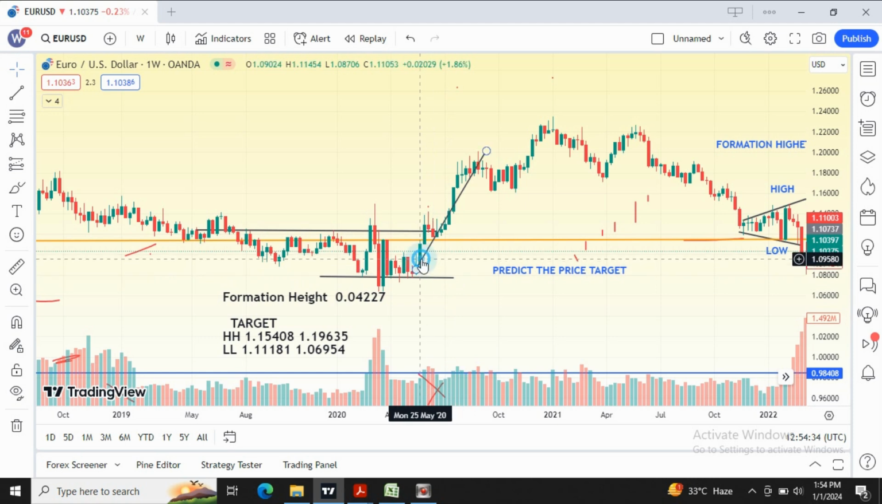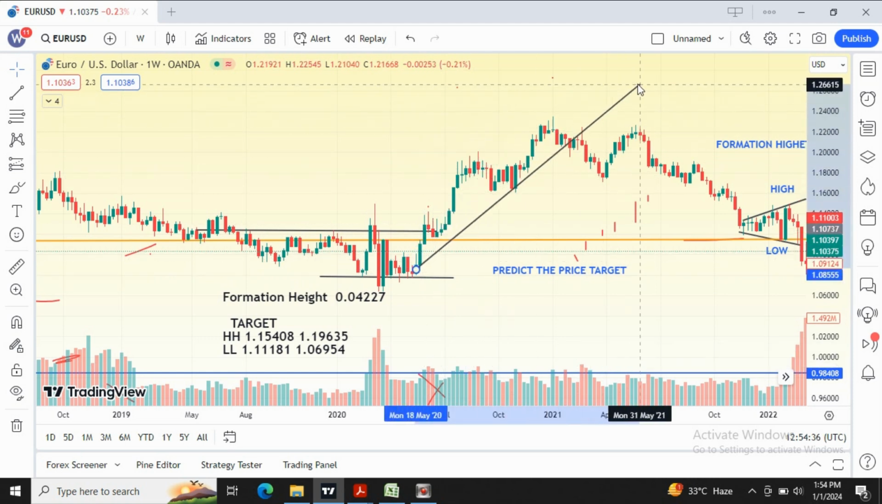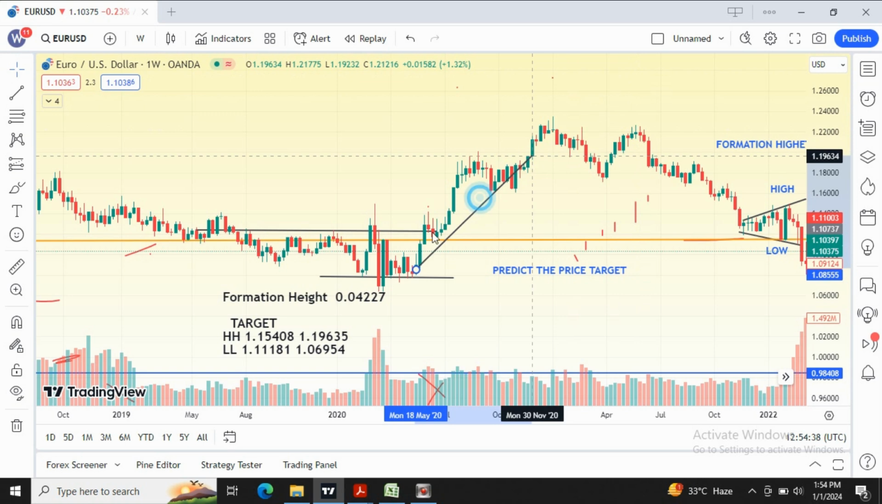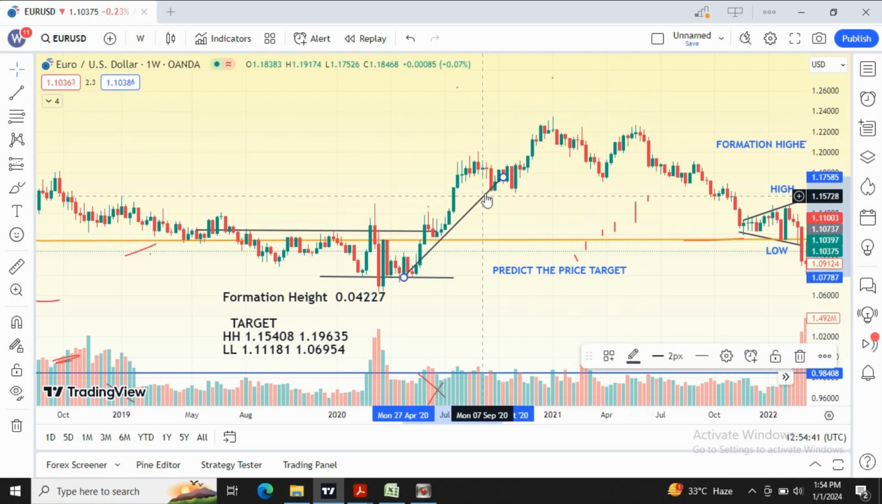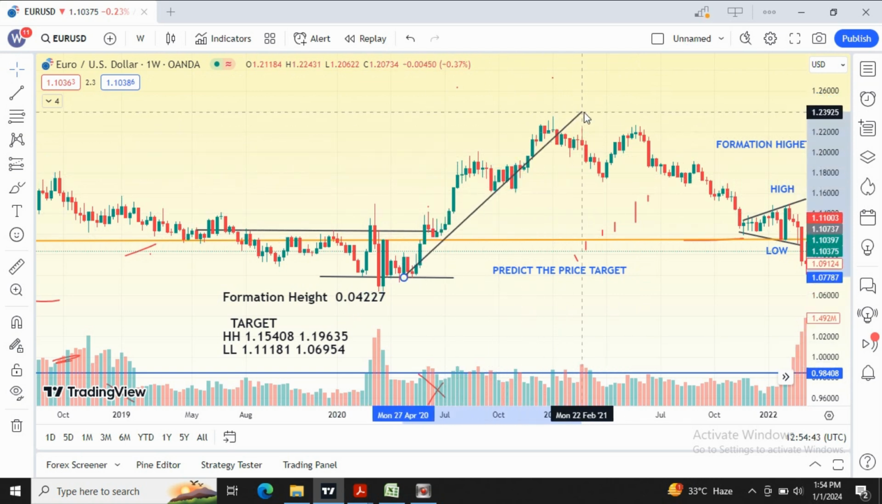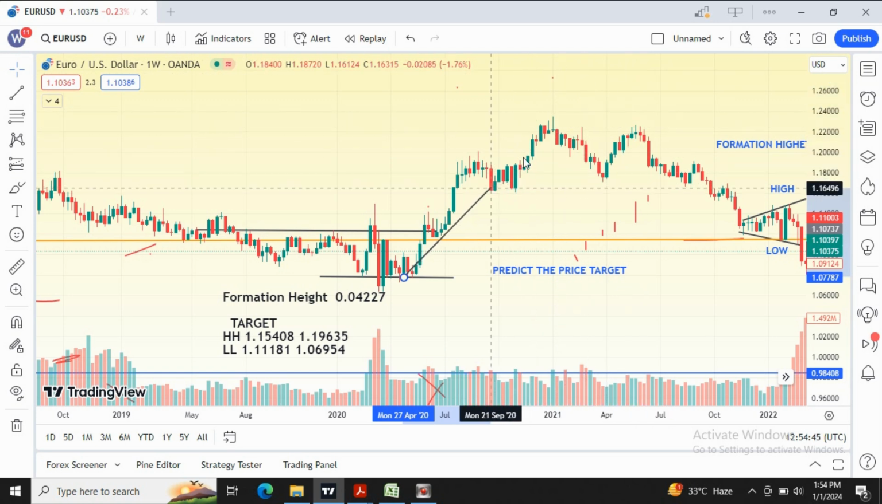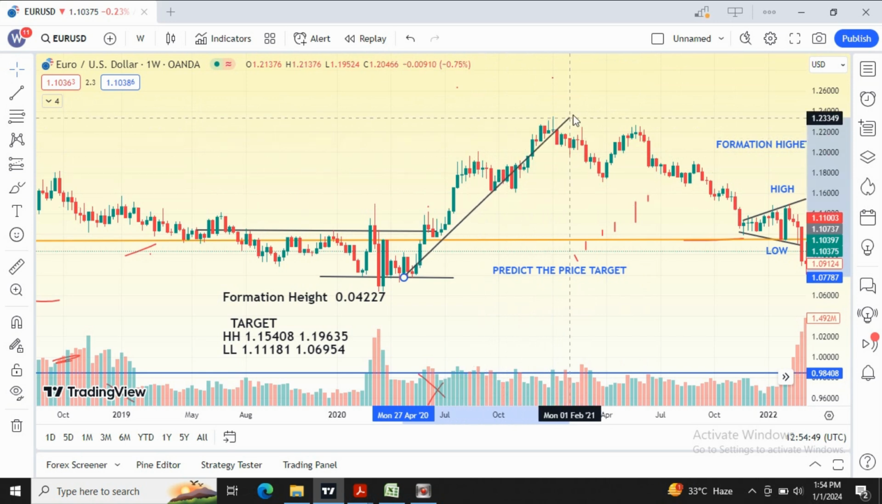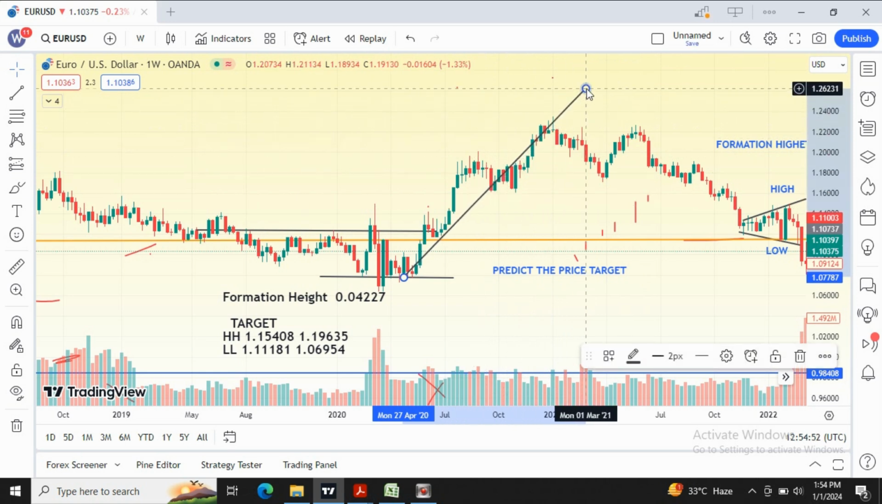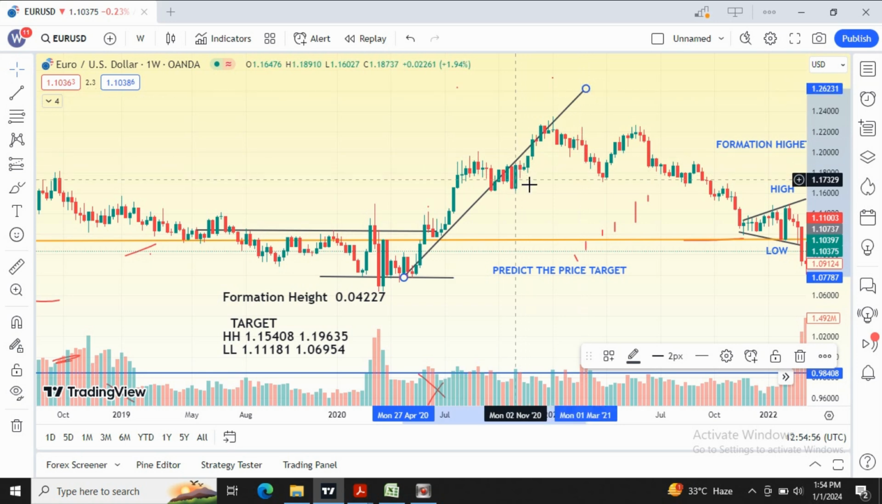Then also make sure that your target goes with the market direction trend. Don't trade against the market trend. If your target goes against the market trend, do not set any trade. But if it goes with the market trend, good, fantastic, you can go with the trade.